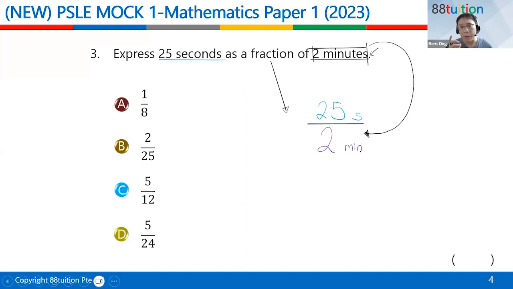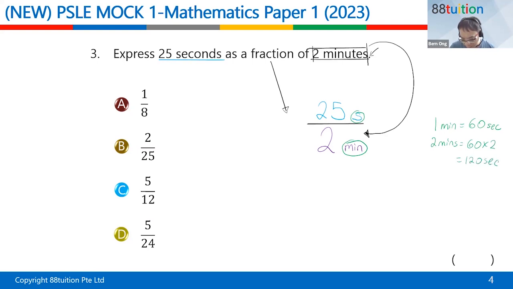Because in mathematics, when we talk about fractions, we have to ensure that our units are the same. But seconds and minutes, then how? Don't worry, do your conversion. 1 minute is equal to 60 seconds. 2 minutes is equal to 60 times 2, which is 120 seconds.